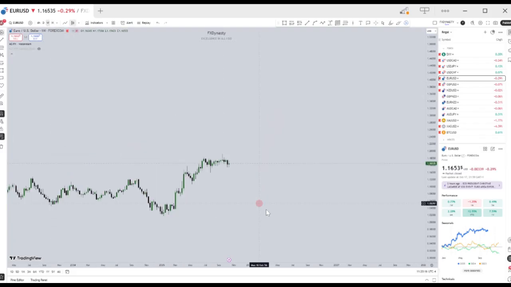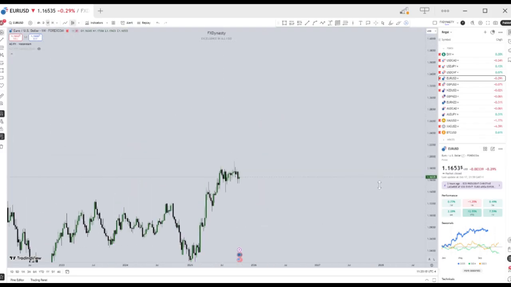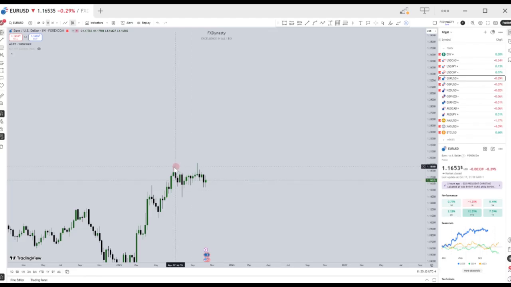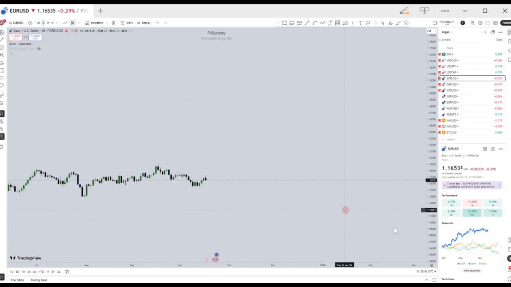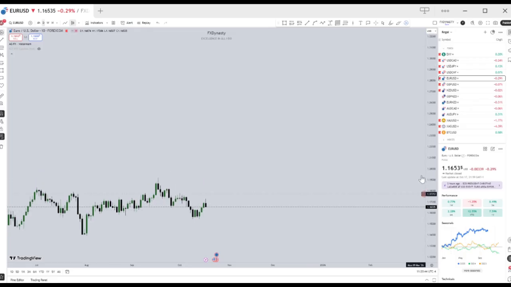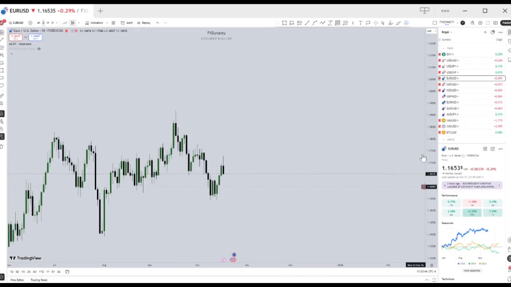So on the weekly time frame, we can see price action in this kind of mess, ranging, unable to break above this high, unable to break below this low. So we are just within this consolidation range here. So what we can do is, since we are seeing this kind of price action, let's go down to the daily time frame to read them candle by candle.